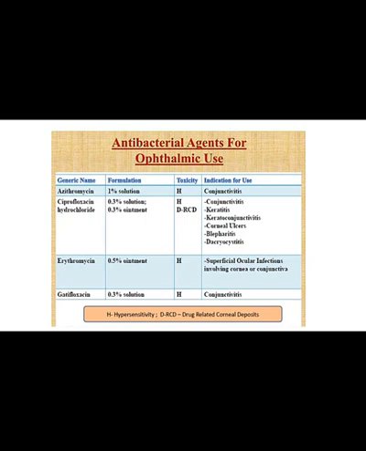Now the antibacterial agents for ophthalmic use are, for example, azithromycin 1% solution in case of conjunctivitis, ciprofloxacin 0.3% solution in case of conjunctivitis, keratitis, keratoconjunctivitis, corneal ulcers, blepharitis, dacryocystitis. Erythromycin ointment 0.5% is used in case of superficial ocular infections involving the cornea or conjunctiva. Gatifloxacin can be used in conjunctivitis.